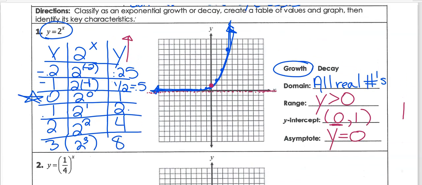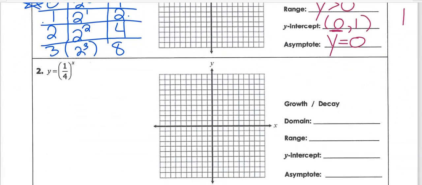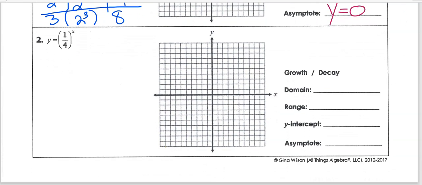Now, look at this first example. We had 2 to the x power. Now we're going to have 1/4, a fraction, a number smaller than 1 to the x power. So let's go ahead and figure out how this is going to look. I'm going to begin by creating a table.